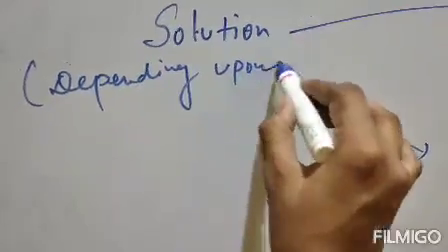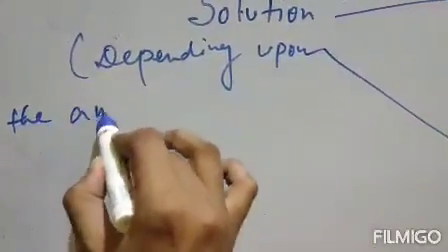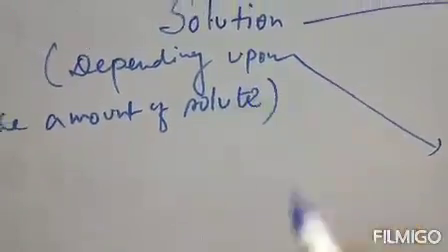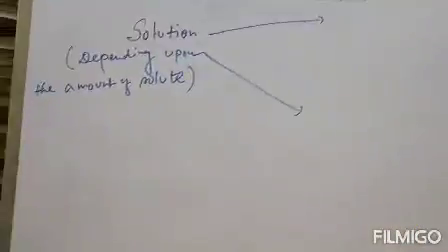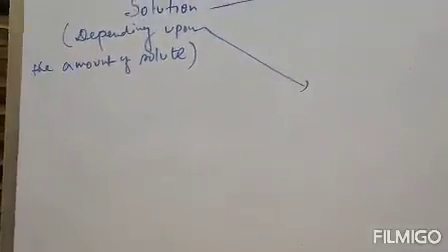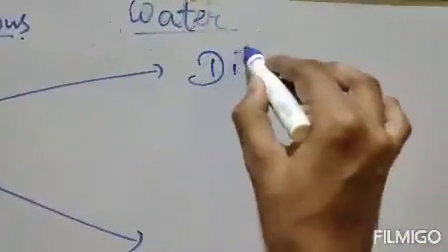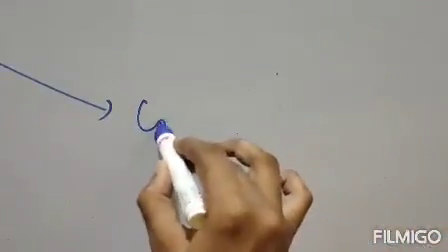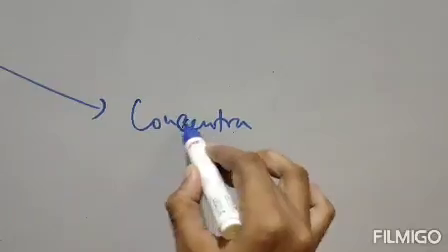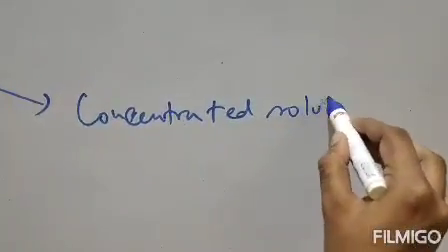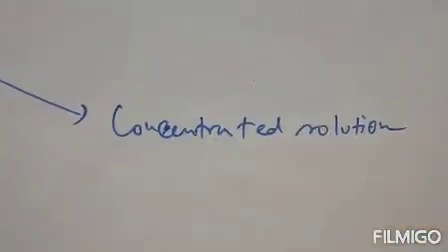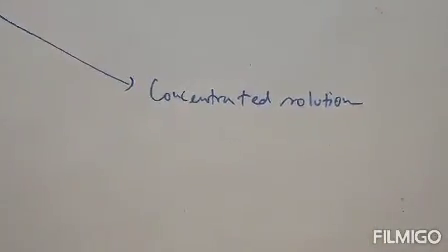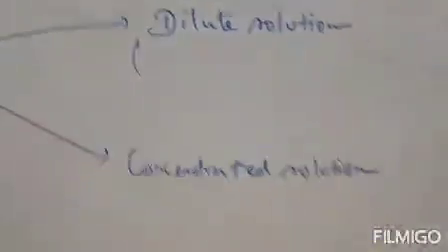Depending upon the amount of solute present in solution, a solution can be classified into 2 types. One is dilute solution, and the second one is concentrated solution. Clear?